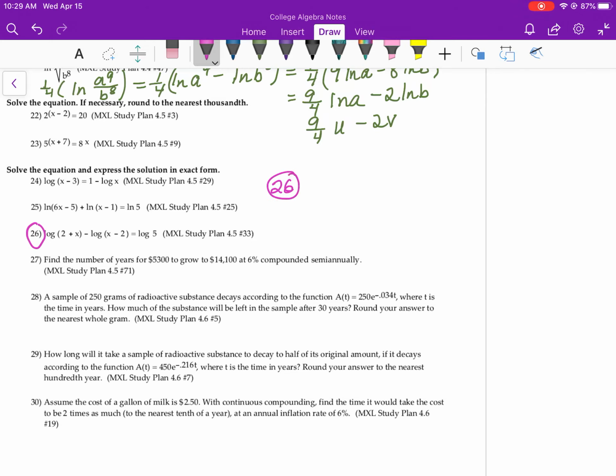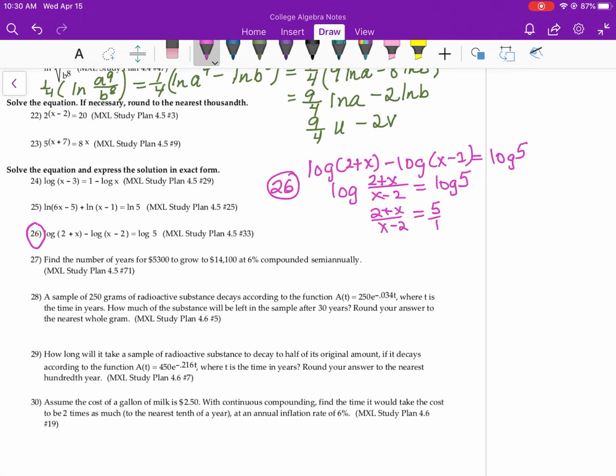All right, the first thing I notice when I write this problem down is that it has subtraction, and I'm going to have to condense the logs first. When I see a subtraction of 2 logs, I can put that in as division of the argument. So log of (2 plus x) over (x minus 2) equals the log of 5. From here, I can drop the logarithms on each side. That's using a one-to-one property.